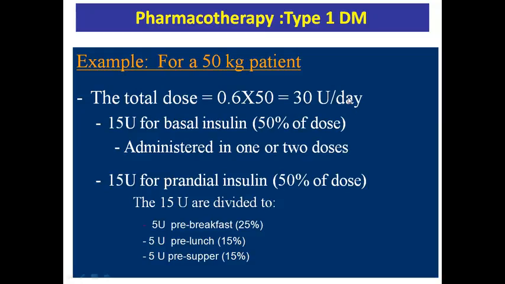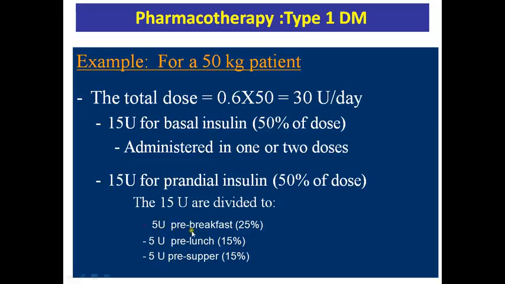So 50%, which is 15 units, should be basal, and can be administered in 1 or 2 doses. When you give 1 dose, you give the full dose together, or you can divide the 15 in half and give 2 doses. And you have prandial, 15 units for the meals, and you divide it into 3 equal doses. So that means 5 units for pre-breakfast. Sorry, this one is wrong, it's equal doses.